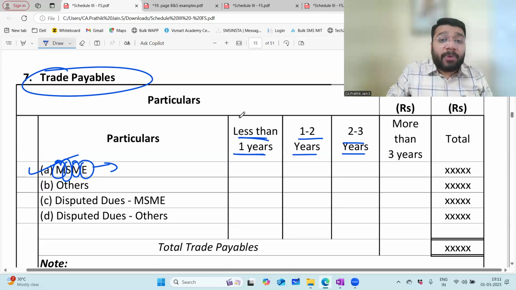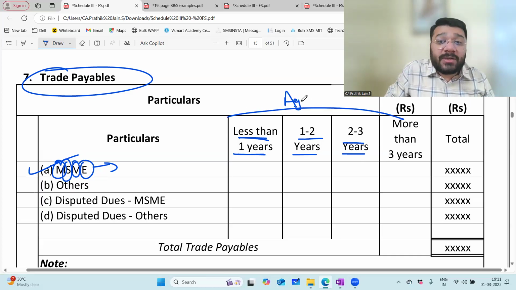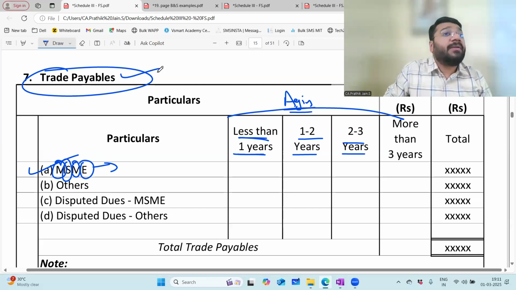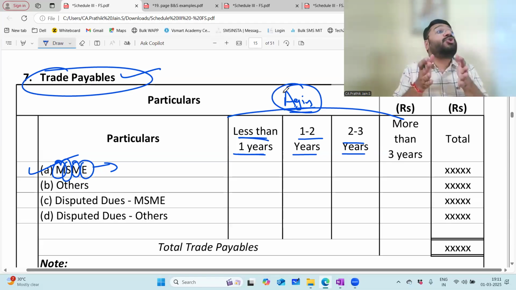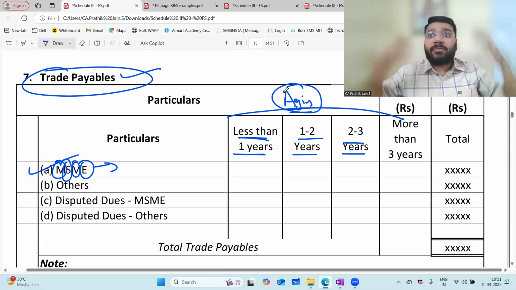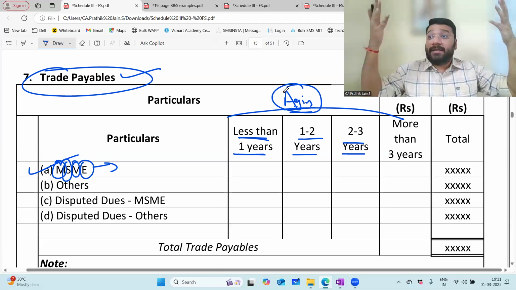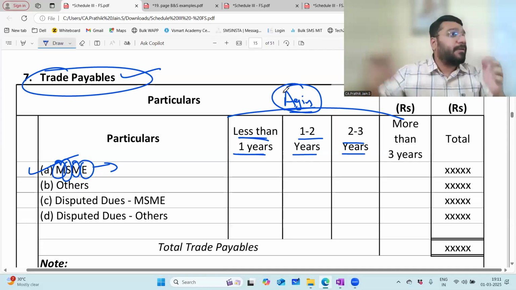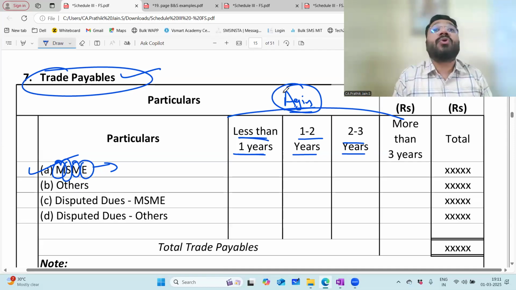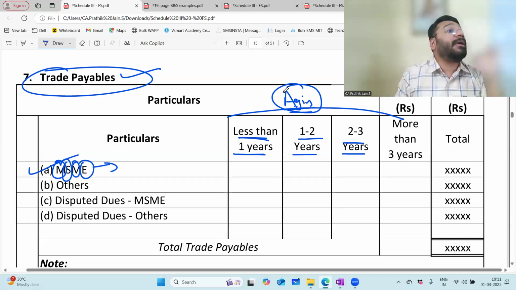So basically, this process is called aging. You're trying to show the aging of the trade payable. Trade payable aging. Aging means you're showing that this money is due for payment for how long, for how many months or how many years this money is yet to be paid. Aging will always be shown only for creditors and not bills payable.